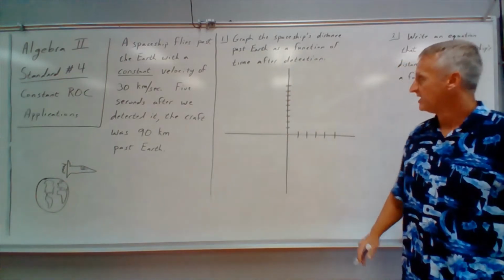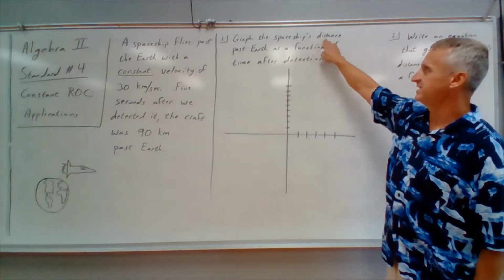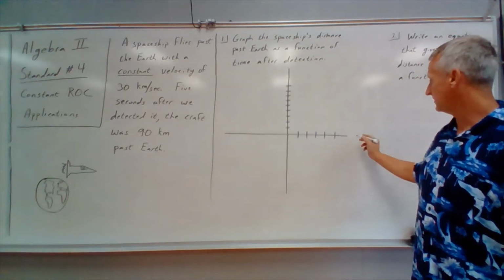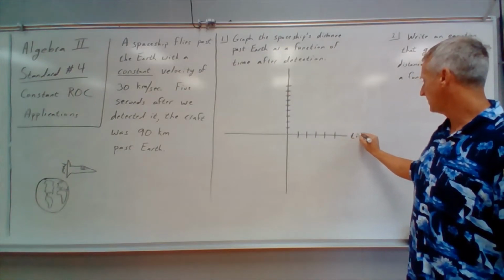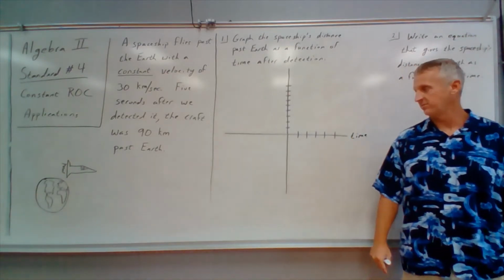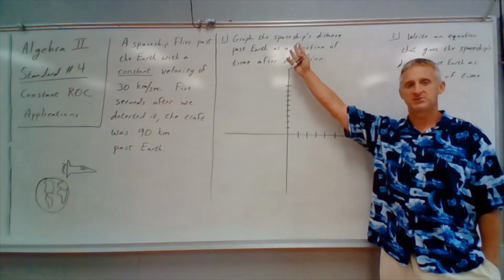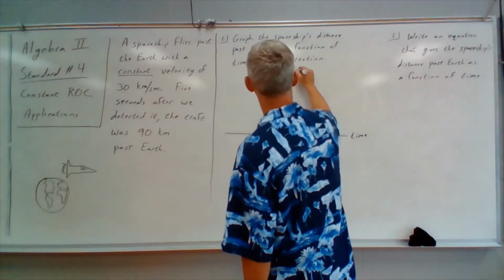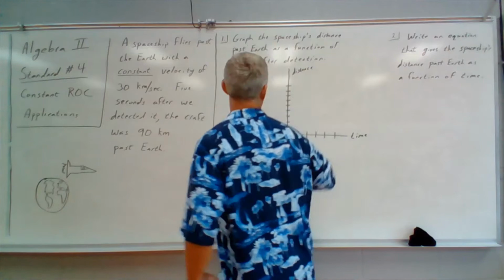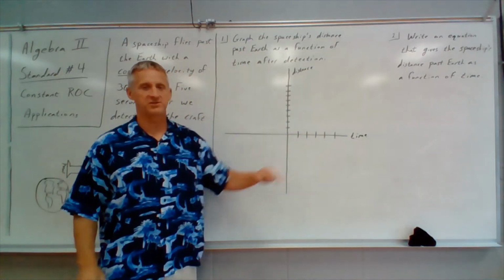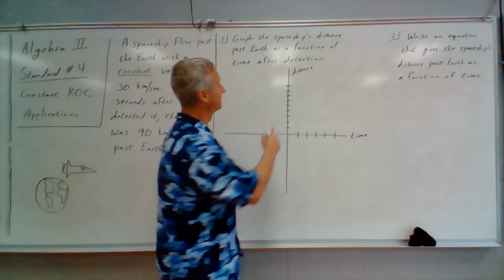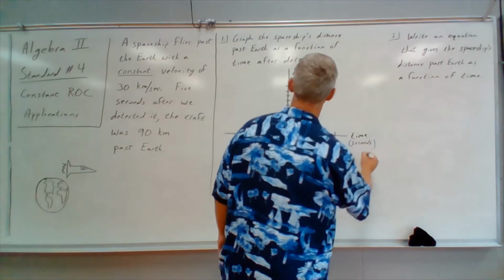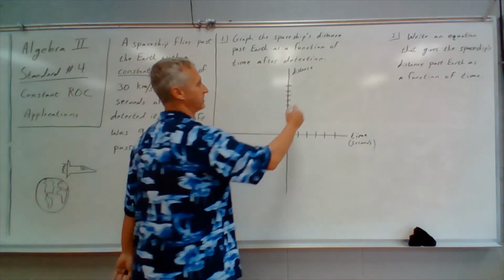after detection. If I say graph the spaceship's distance as a function of time, what that means is we're going to plug time in as the independent variable. The distance that the spaceship is depends on the time. So we're going to put distance on this axis. Distance as a function of time. Time in this problem is measured in seconds, and distance is measured in kilometers.